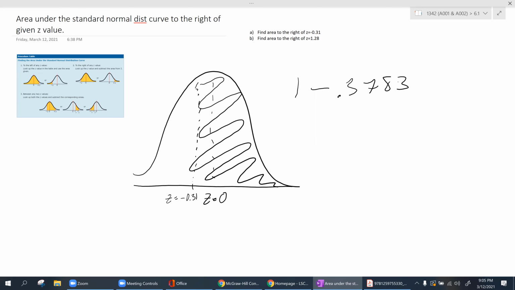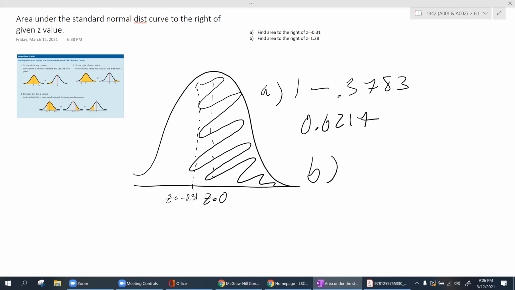If you were to just use 0.3783, it is this area, because it counts from the left-hand side. That's not what I want. I want the other piece, the other part. So this is what we do: 1 minus 0.3783. When we plug this into our calculator, for A, this gives me 0.6217. Hey, that area is greater than a half, so I know this is correct.